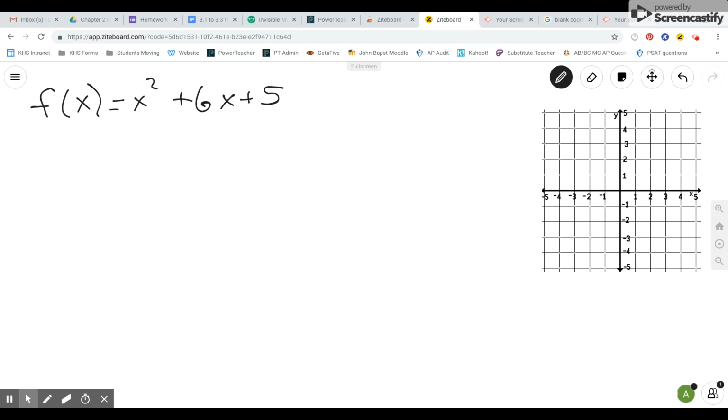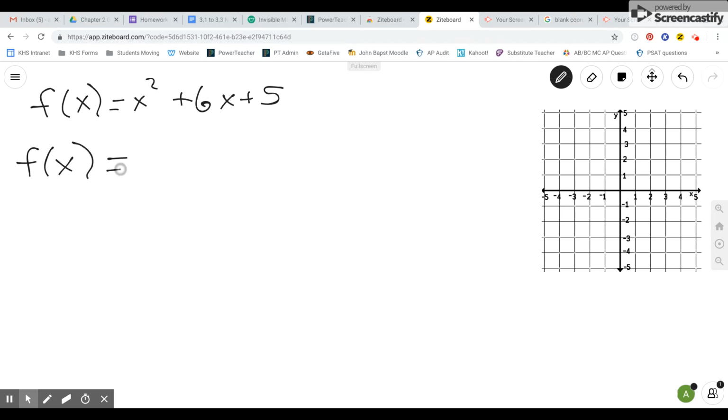All right, so what we are going to do is graph f of x equals x squared plus 6x plus 5. Now this is not in our vertex form, so we need to put it into that form. And to do that, we are going to complete the square.